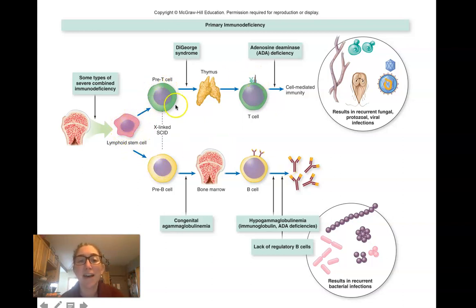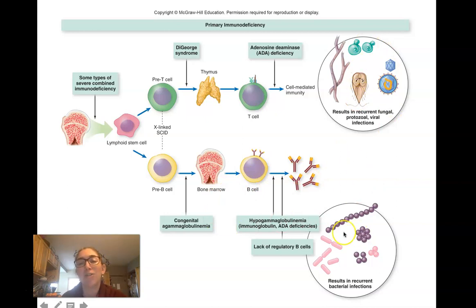To become a T cell, that little immature cell needs to go to the thymus. So if you don't have a thymus, then you get DiGeorge syndrome and you don't get T cells. If the B cell doesn't mature properly in the bone marrow, then you won't get mature B cells and you end up with agammaglobulinemia or hypogammaglobulinemia. You just don't make any or enough antibodies.